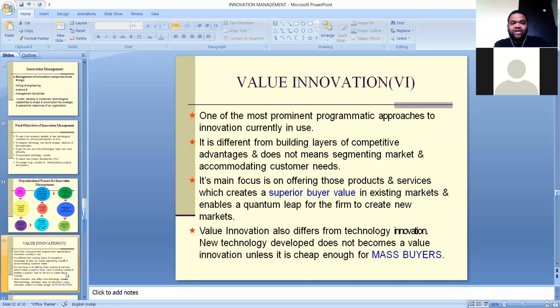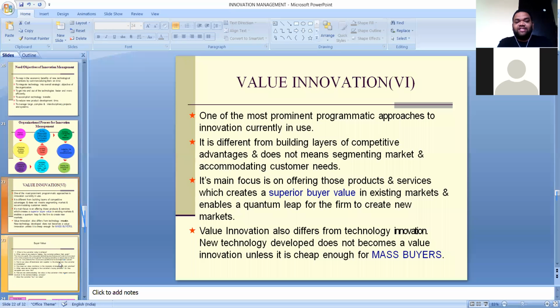Let us read again, because this point is very important. The focus is on offering those products and services which create a superior buyer value in existing markets. Now let us know about what is buyer value and what is superior buyer value. For this, I want to move to the next slide.